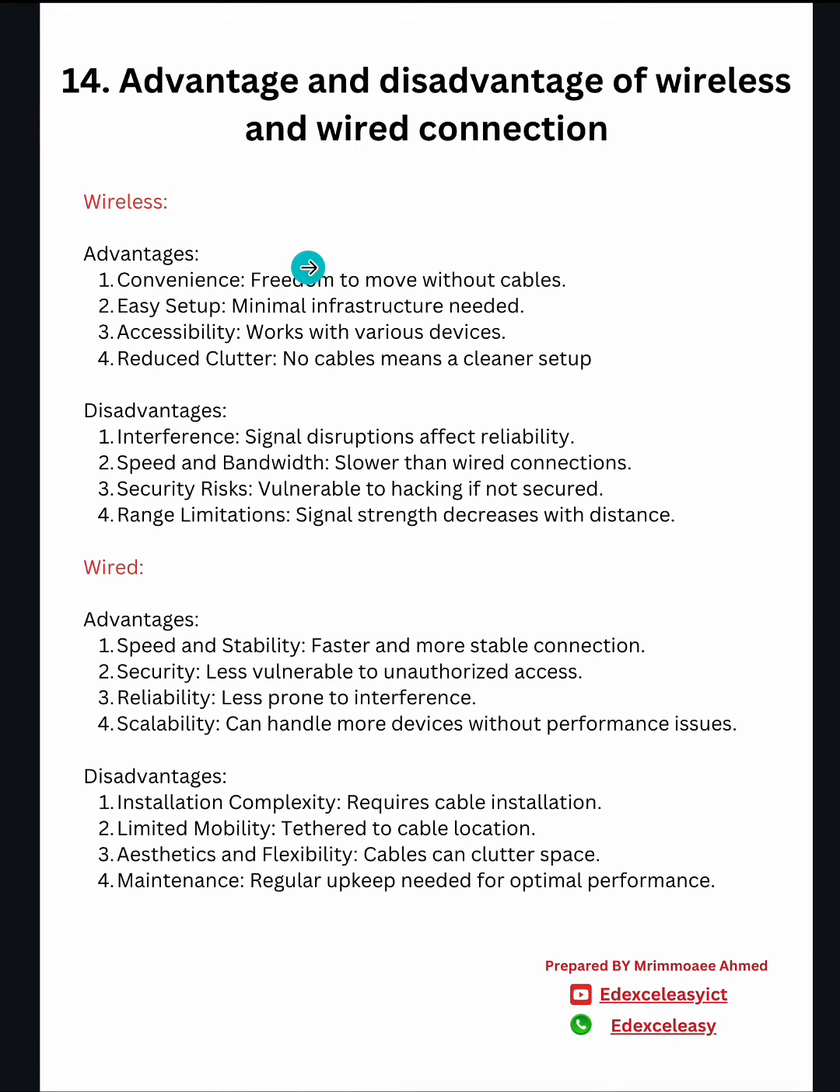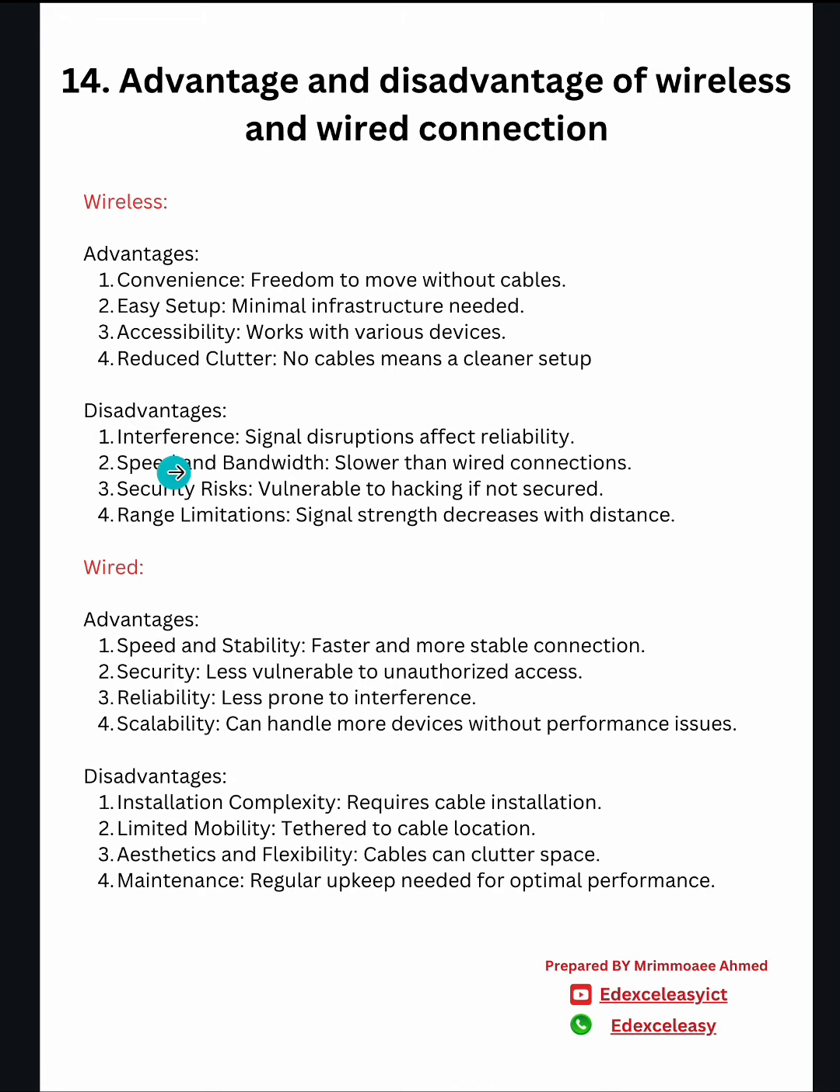Then number 14: you have to understand the advantages and disadvantages of wireless and wired connections, okay? For wireless and wired, one of the most common examples is security. A wired connection is more secure, wireless is less secure, okay? Now, moving to what you write inside the notes, the advantage of wireless is convenience, freedom to move without cables, right? You can move anywhere. Easier setup, because you don't need to set up, you just connect with the password, that's it. Accessibility, it works with various devices. Reduced clutter, no cables means a cleaner setup, right?